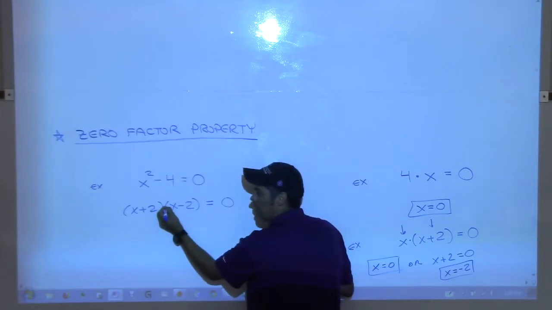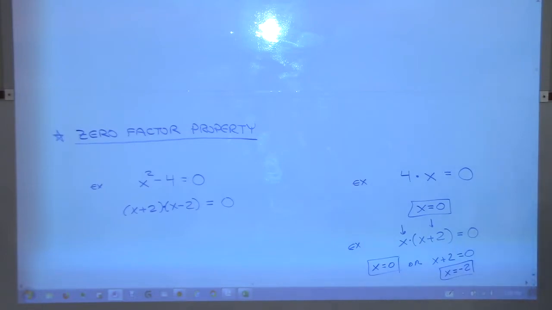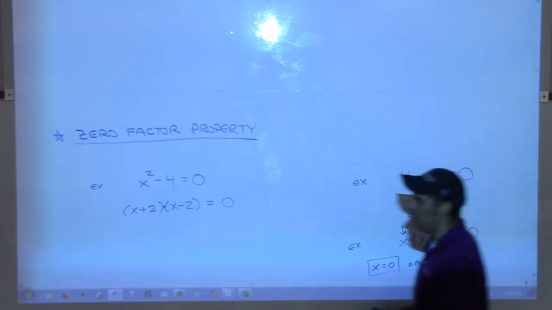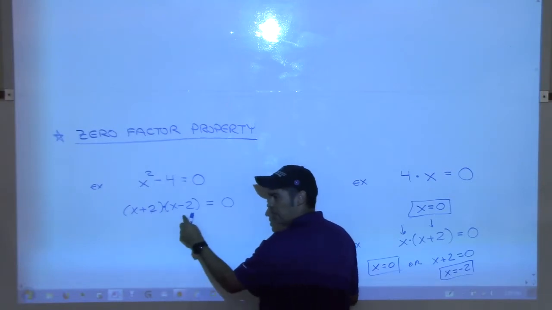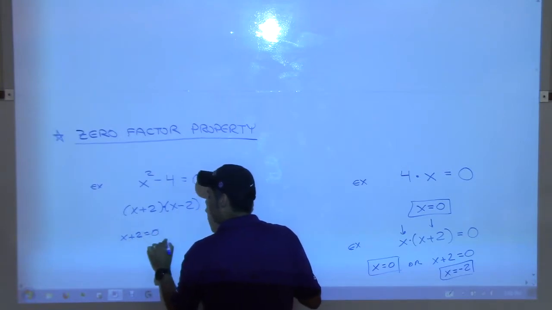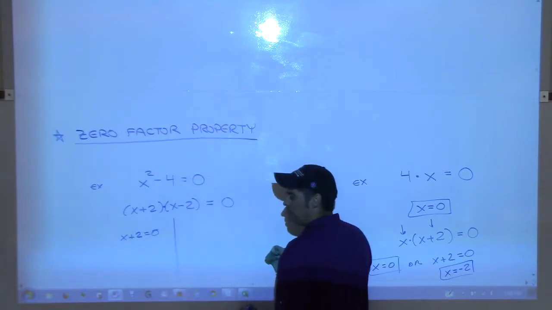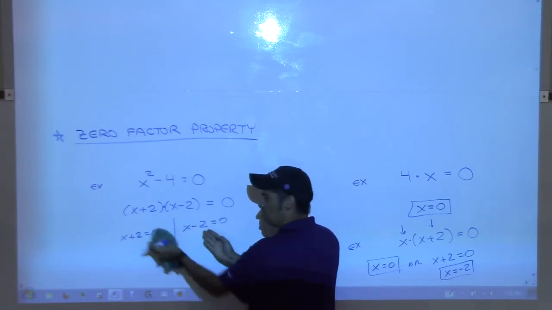And we know that that must be equal to 0. So you see we have multiplication now? And now we can use the zero factor property. The zero factor property says that if these two multiply to be 0, either this has to be 0 or this has to be 0. So we write down x plus 2 must equal 0, or, and from now on I'm going to put just a line between these, or x minus 2 must be 0. These are the two results.